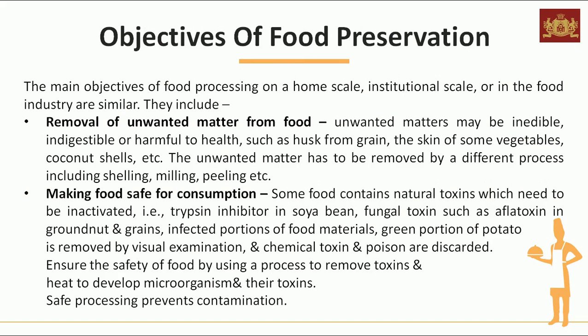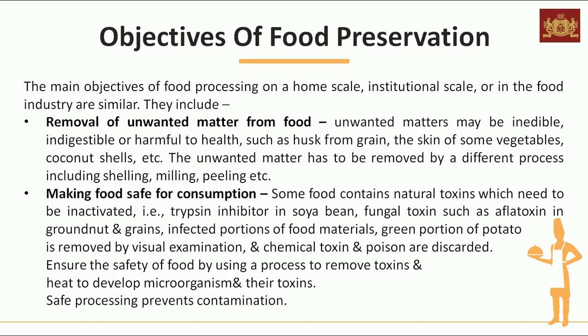The main objectives of food processing on a home scale, institutional scale, or in the food industry are similar. They include removal of unwanted matter from food. Unwanted matter may be inedible, indigestible or harmful to health, such as husk from grain, the skin of some vegetables, coconut shells, etc. The unwanted matter has to be removed by different processes including shelling, milling, peeling, etc. Making food safe for consumption.